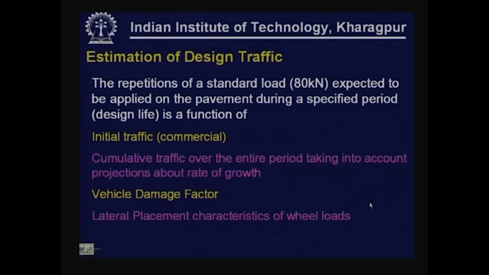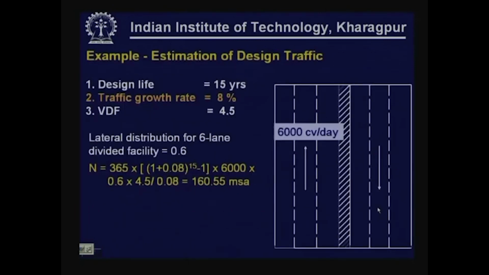So, estimating design traffic, we have discussed this partly in the previous lecture. We need to start with initial traffic, we have to have information on vehicle damage factor, we also have to have lateral placement characteristics. Using this information, we can calculate what will be the total number of standard axles that are expected during the design life period of 20, 15, 25 years.